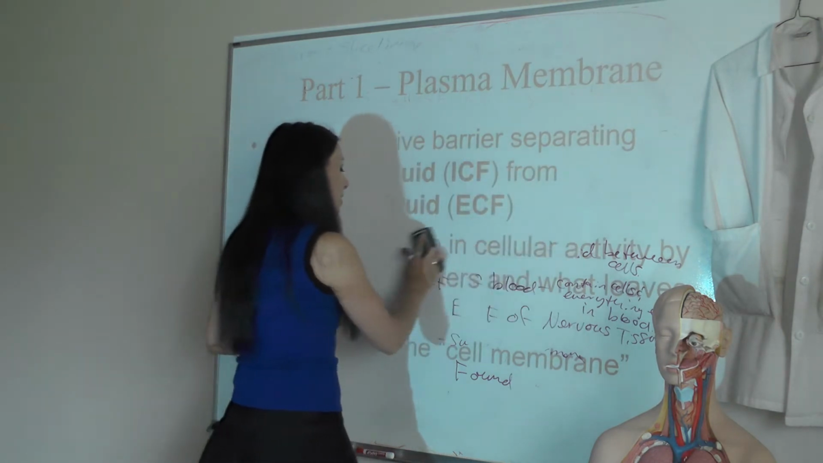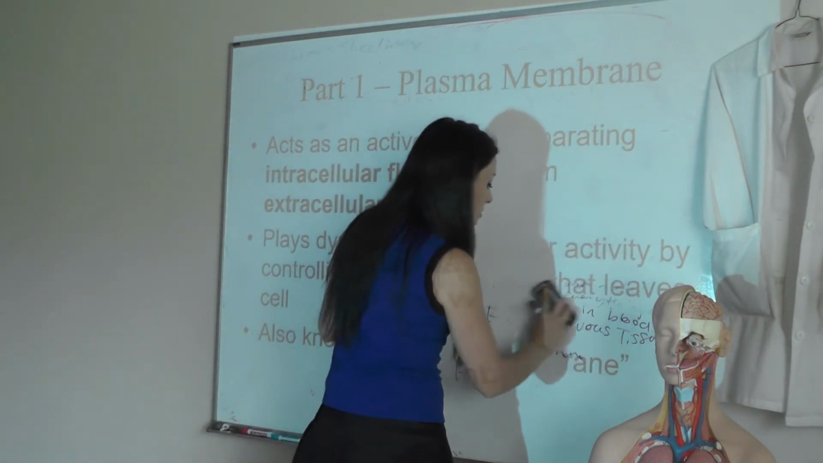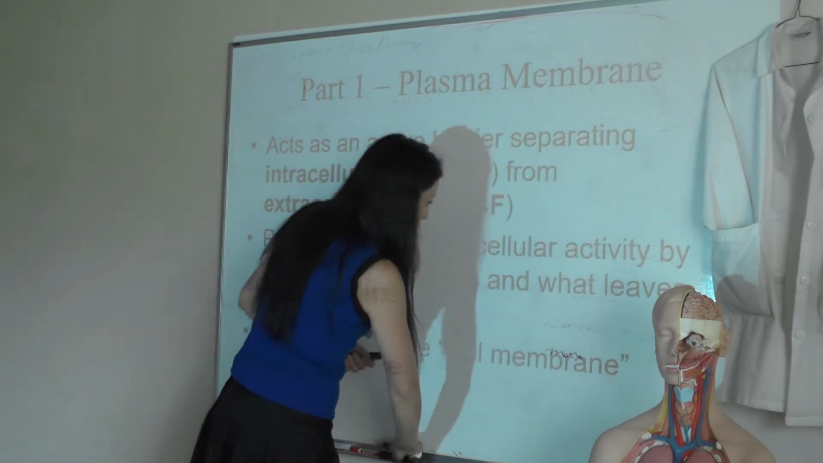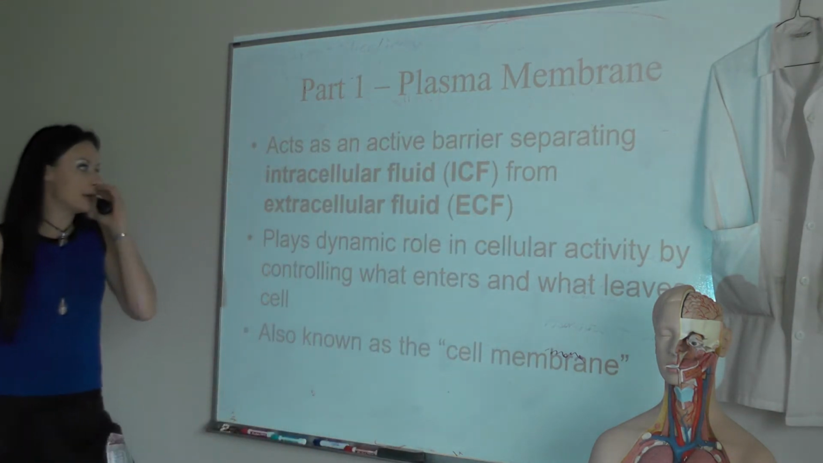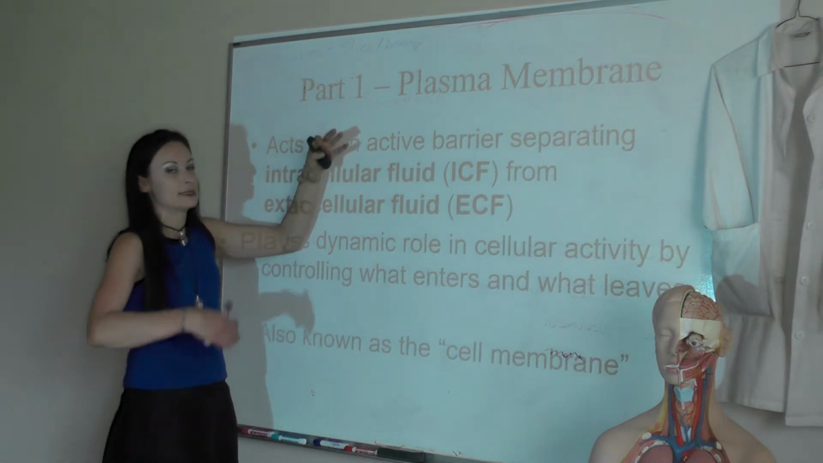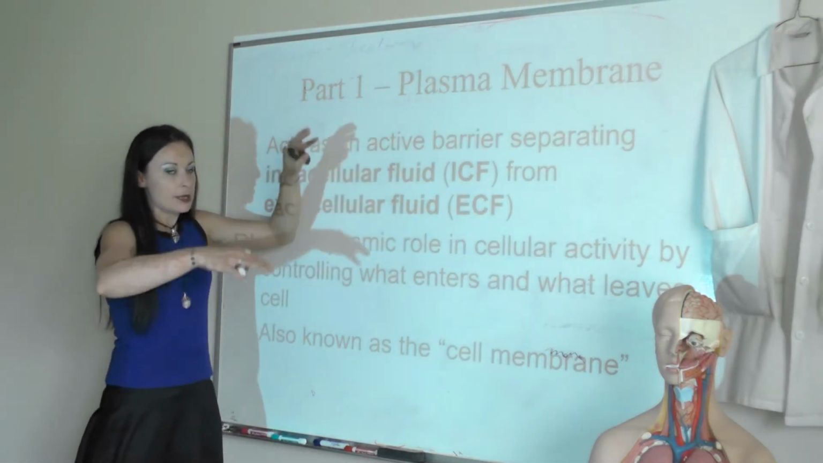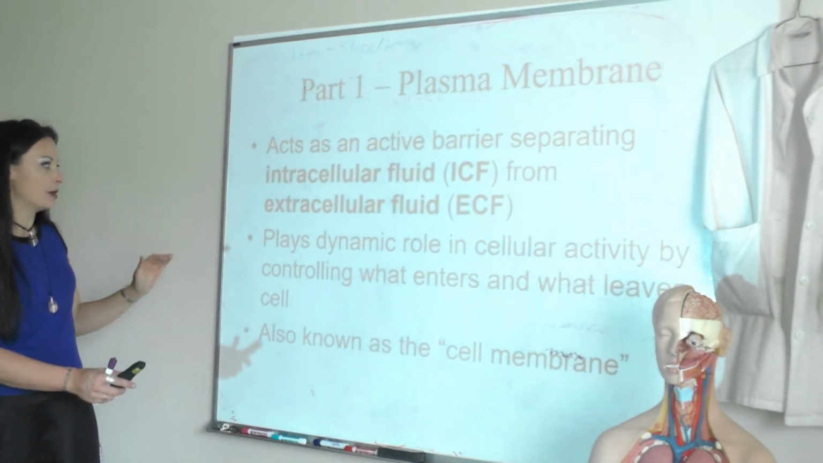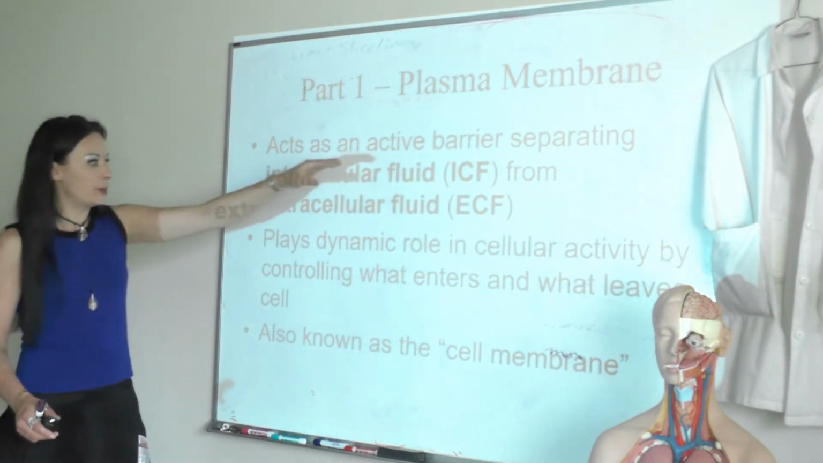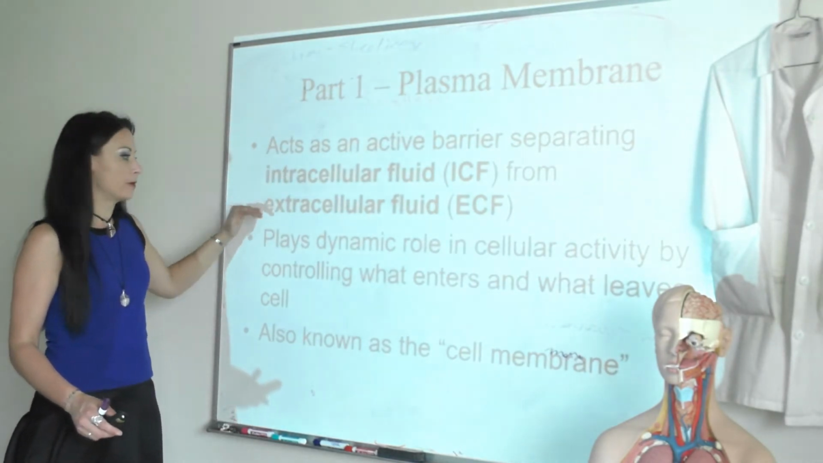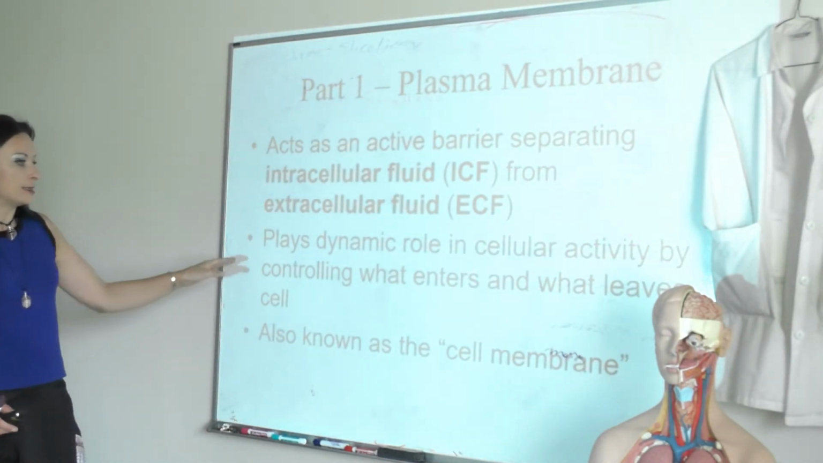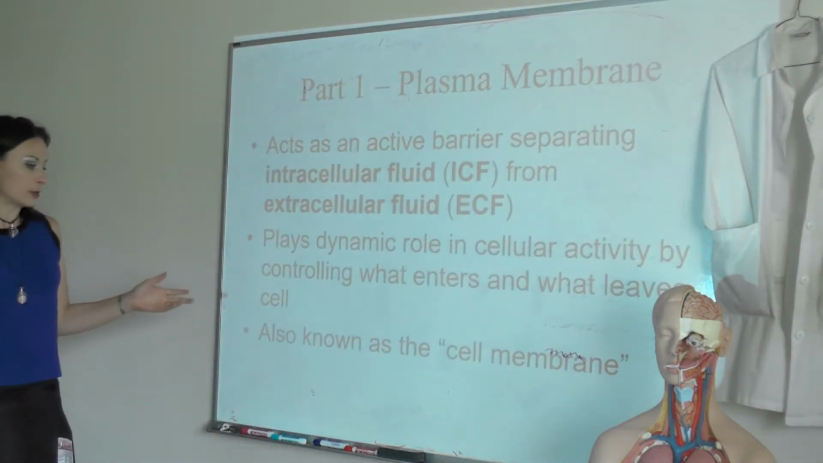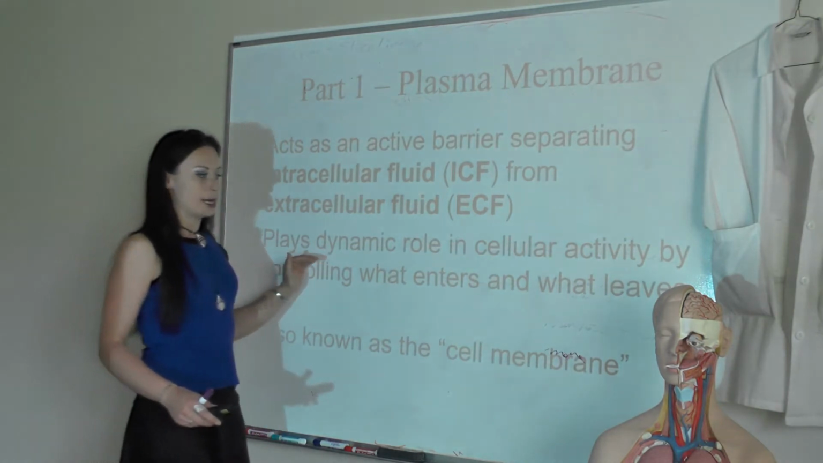The plasma membrane is this special barrier that is able to keep this difference between the intracellular and extracellular environments. And it does that because it acts as this selectively permeable barrier that is going to prevent just the passive passage of materials into and out of the cell. So it's an active barrier that separates our intracellular fluid from our extracellular fluid. It has this dynamic role in cellular activity by controlling what enters and what leaves the cell. What does this mean? A dynamic role.